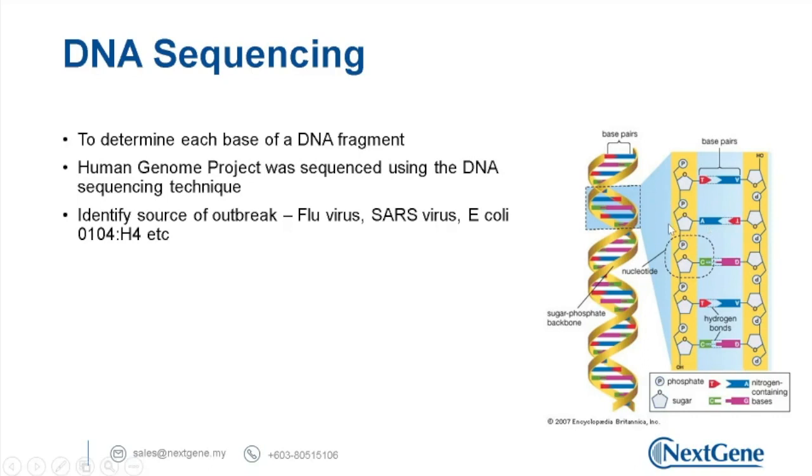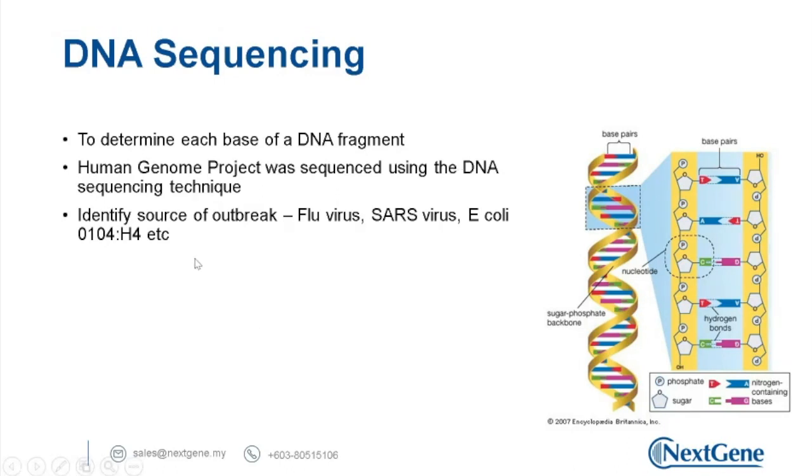Okay. So originally, back in 2003, the United States initiated the Human Genome Project, and they would like to sequence the full genome of a human. At that time, they were using the original DNA sequencing technique, which is what I'm going to cover today, also known as the Sanger DNA sequencing technology. So at the time, this technology was used.